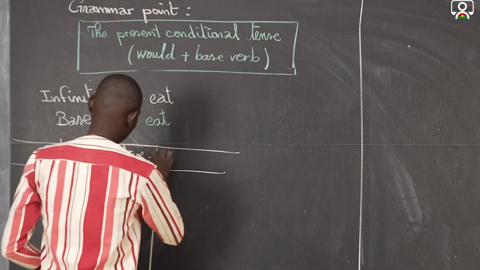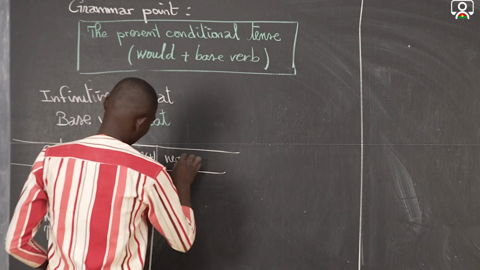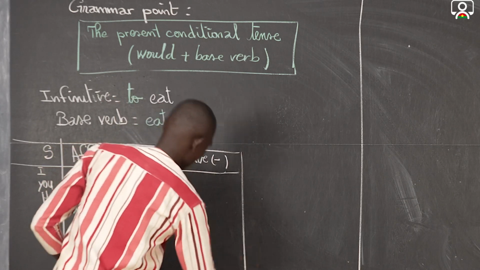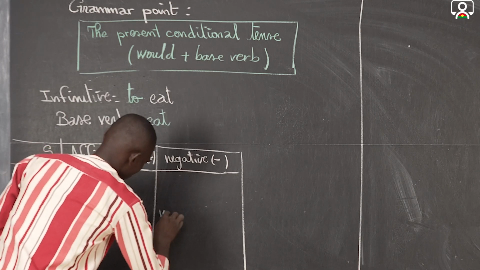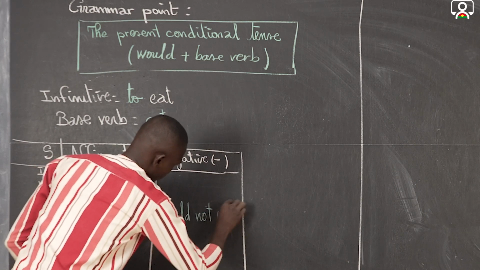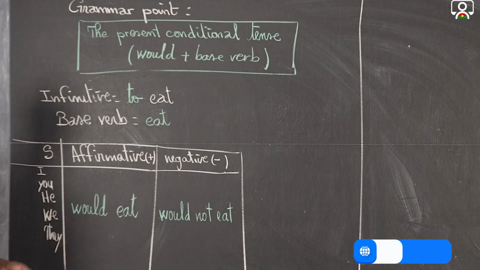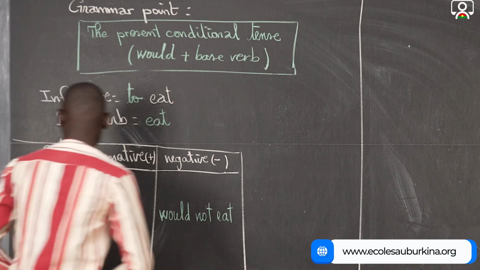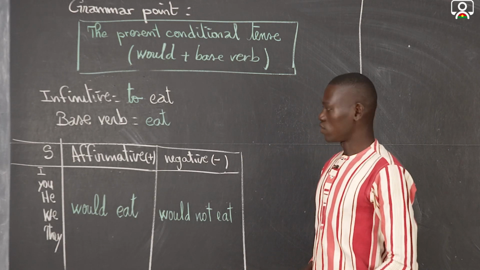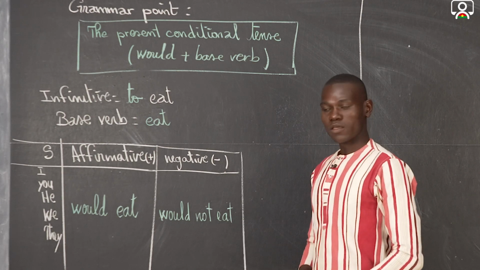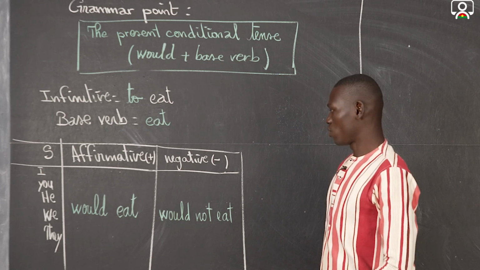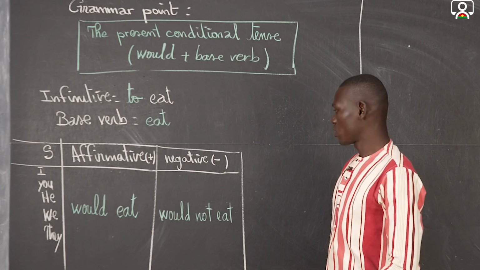In the negative, you say would not eat. So in the affirmative, say I would eat, you would eat, he would eat, we would eat, they would eat. In the negative, say I would not eat, you would not eat, he would not eat, we would not eat, and they would not eat.